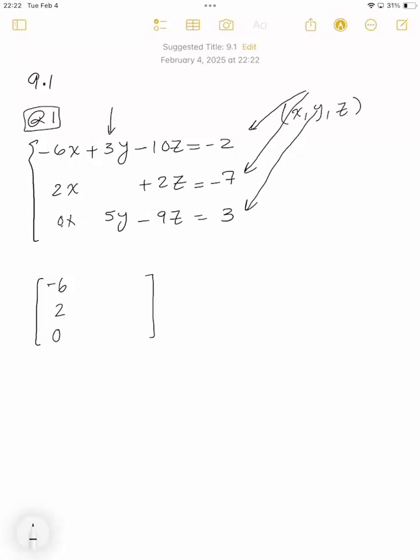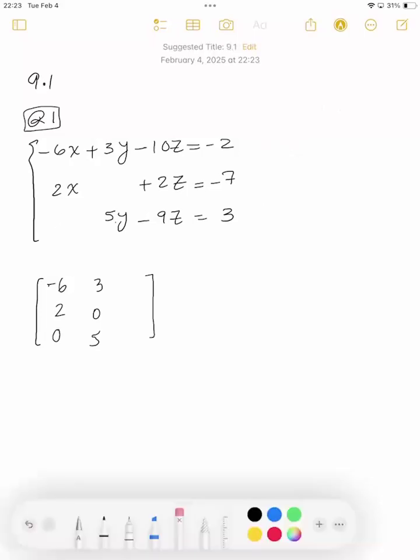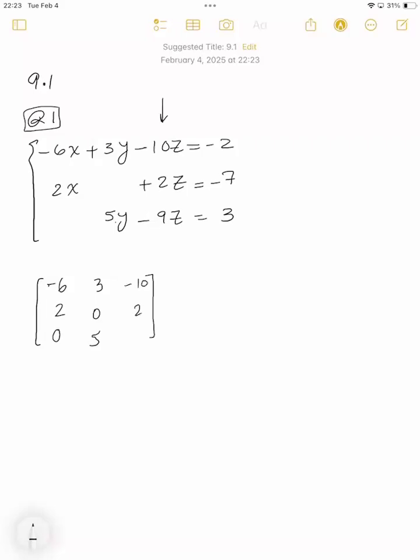Then we go to the next variable y. We write all the coefficients of the y variable. So the coefficient of y is 3. There is no y here, so there's a 0. And then there's a positive 5. Next, we are going to write the next one. We have a variable z. So we are going to put negative 10, positive 2, negative 9.